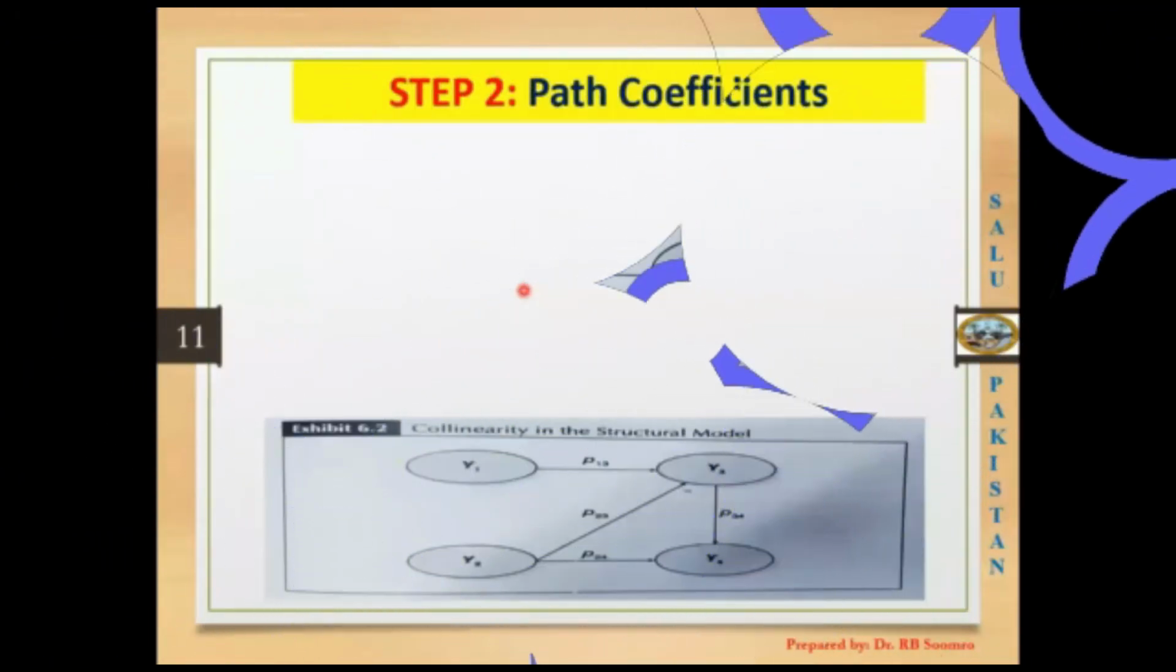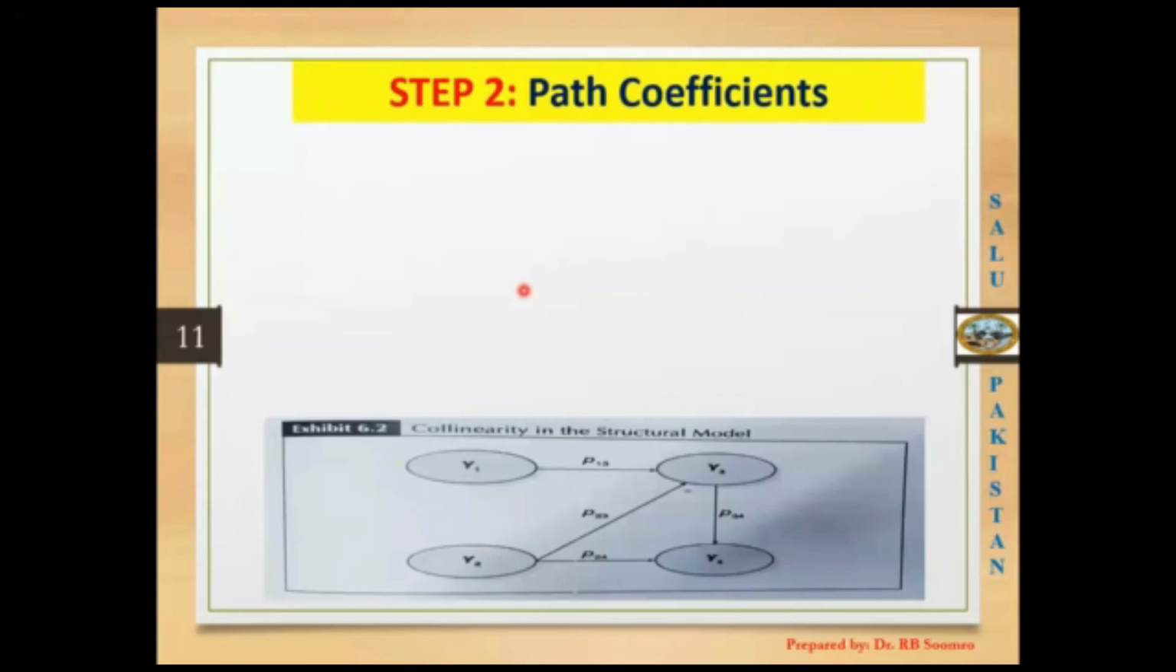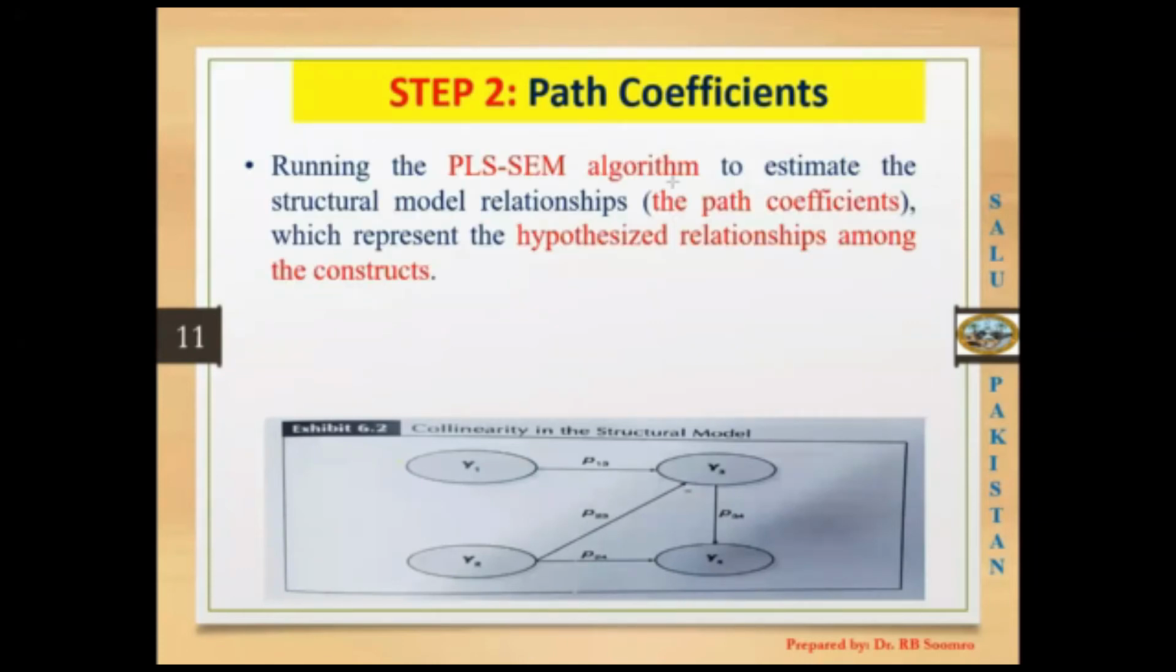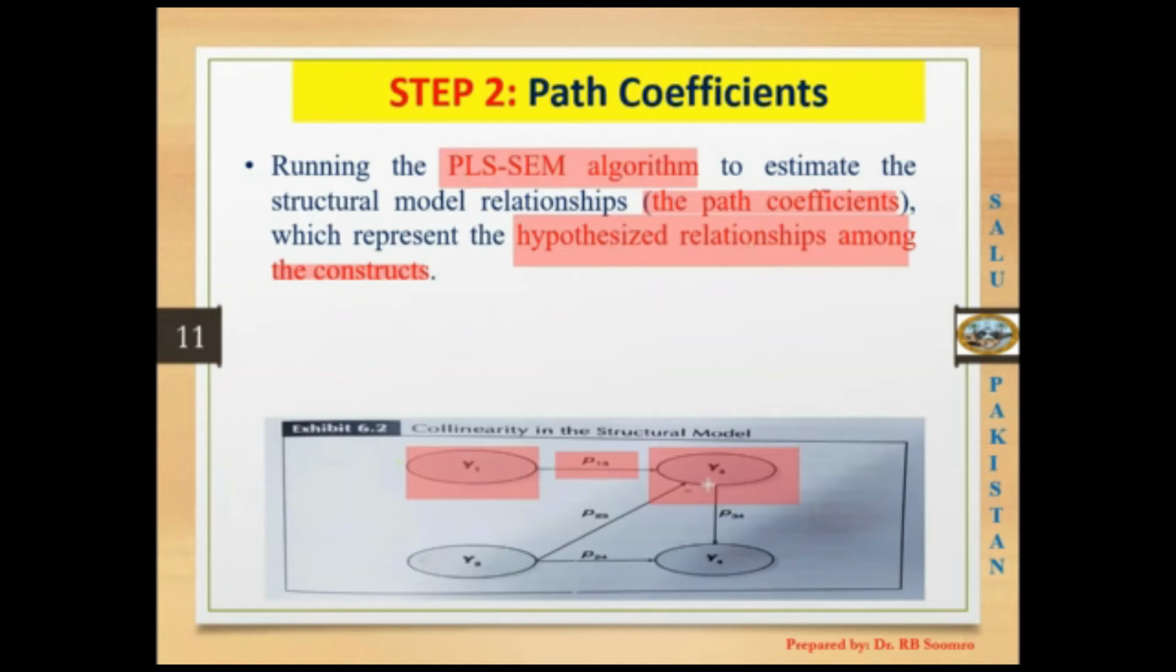And then the path coefficients: running the PLS-SEM algorithm to estimate the structural model, the path coefficients, and the hypothesized relationships among the constructs. A hypothesized relationship among the constructs means that this is one construct, this is another construct, and the arrow shows the relationship between Y1 and Y3. Now it is our hypothesized relationship.